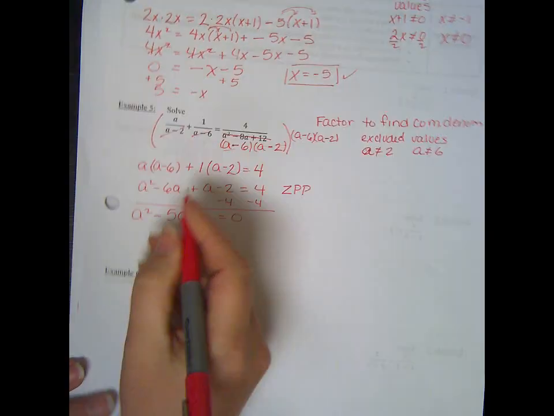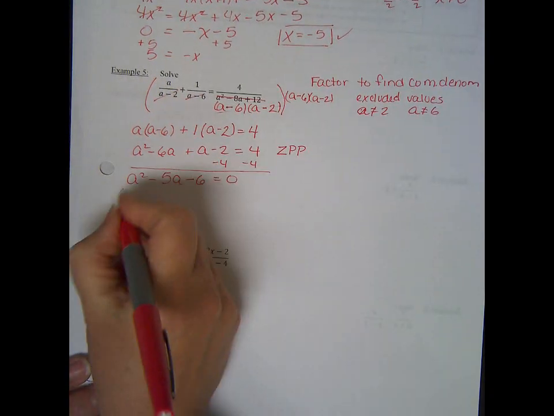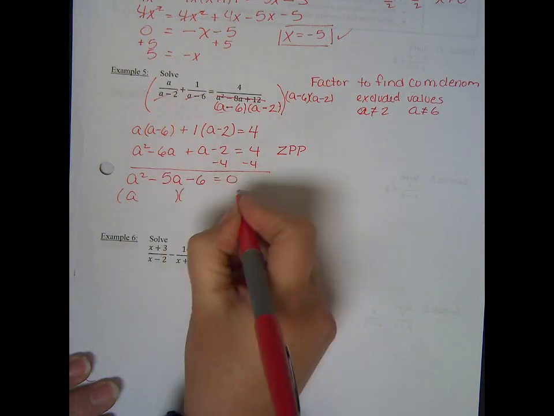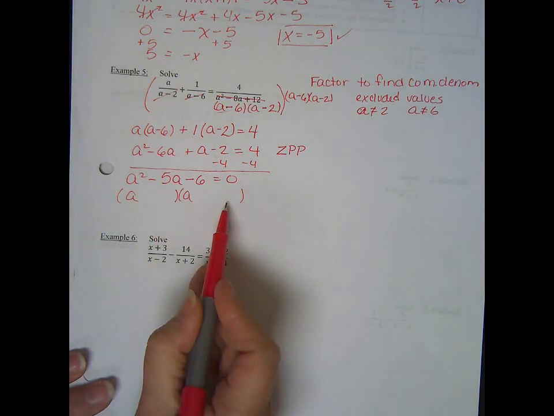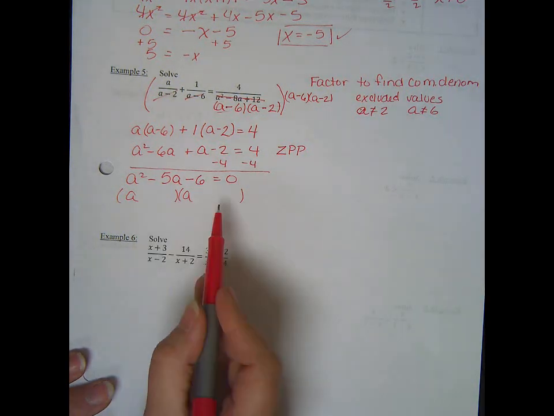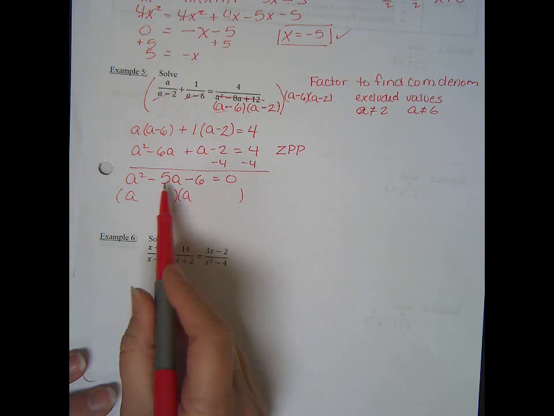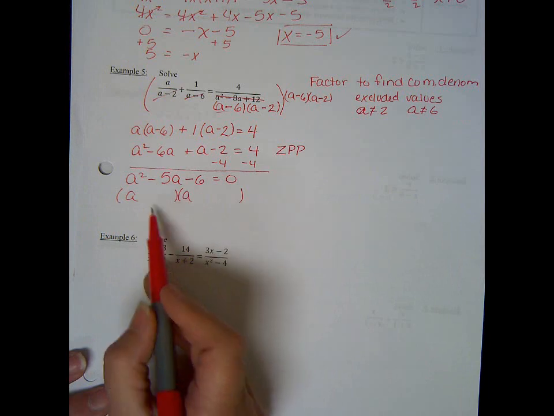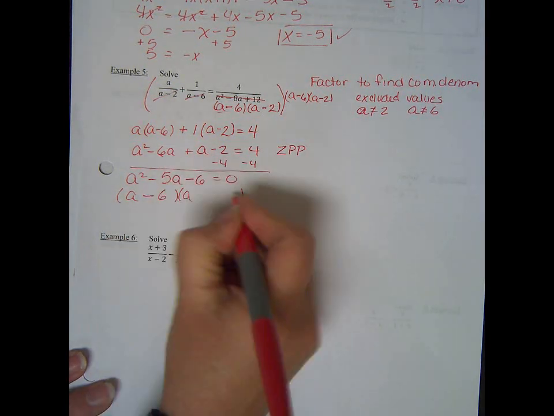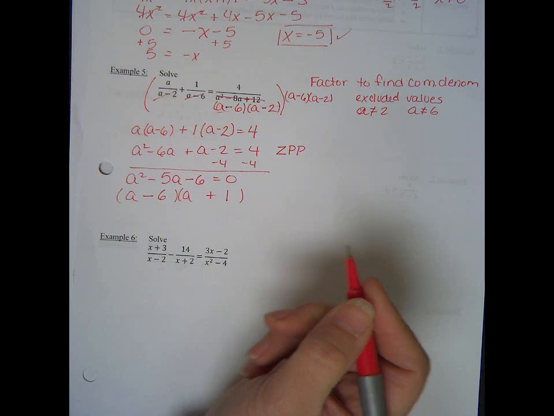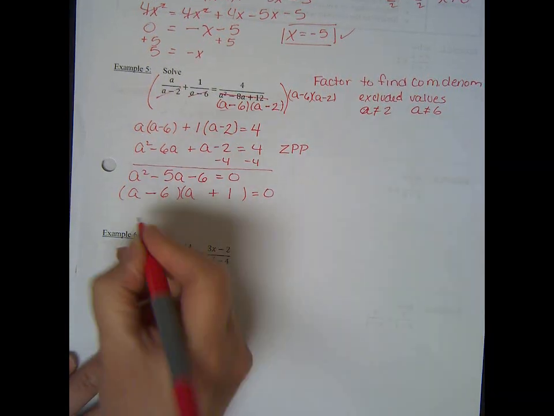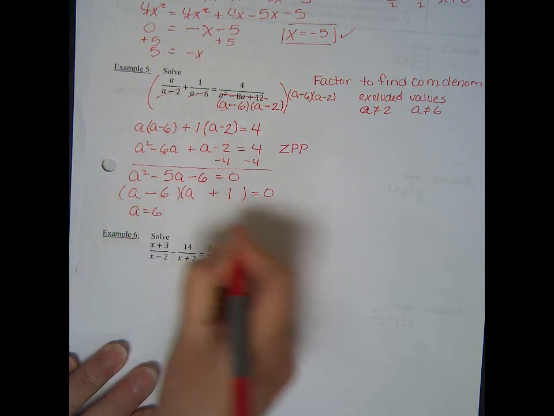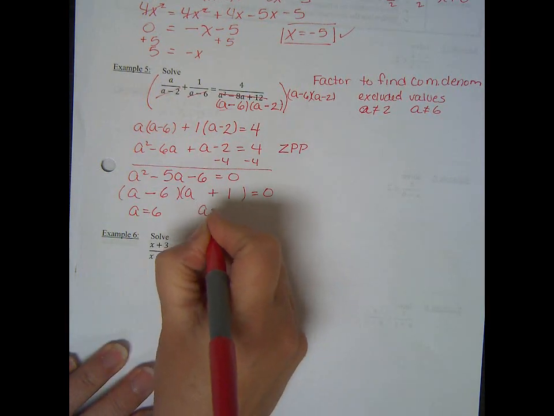Okay, so we want two things that multiply to be negative 6 and add to be negative 5. If we do 3 and 2, we'd have negative 3 times positive 2, or vice versa, which would not become a negative 5. So if we do negative 6 and positive 1, those will multiply to negative 6 and add to negative 5. Make sure the sign's going to work out. Equals 0, so we set each one equal to 0. We get A equals 6 and A equals negative 1.